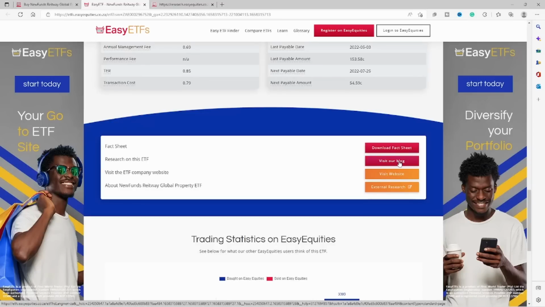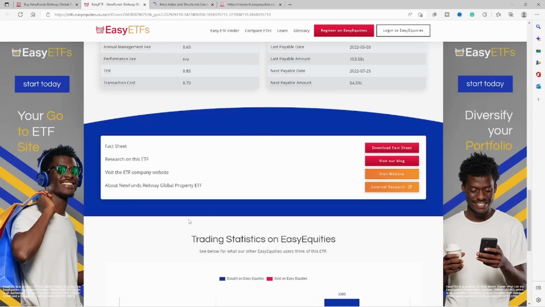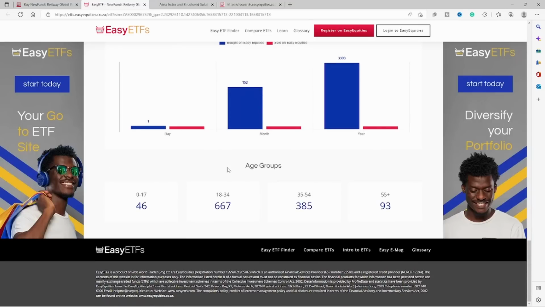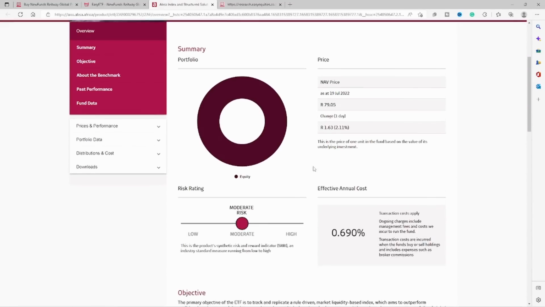So no, I don't want to download. Okay, let's visit their website. Right. So people that invest in this, basically, 35 to 54. Oh, no. 18 to 34, 667. So young people invest in this, and also middle aged people. Yeah, that's great. So let's go here and let's see.